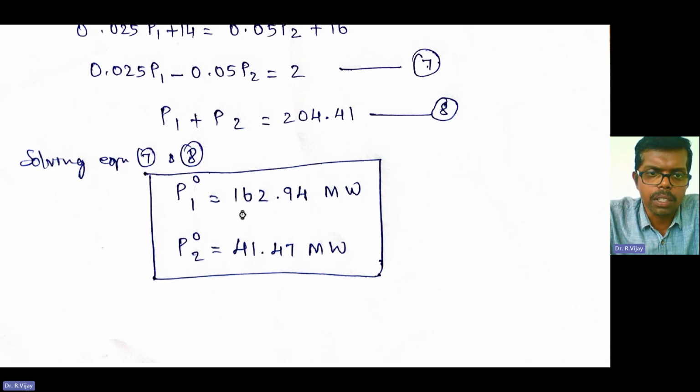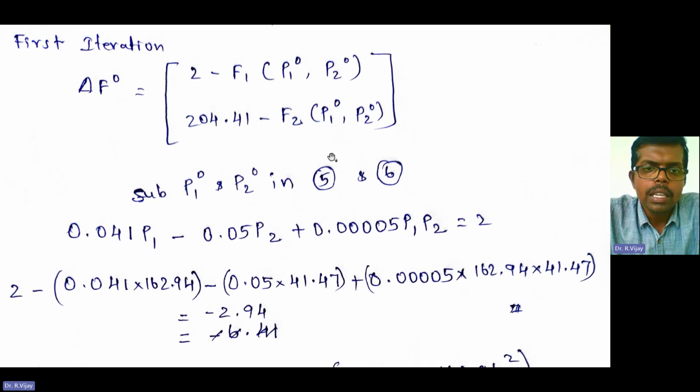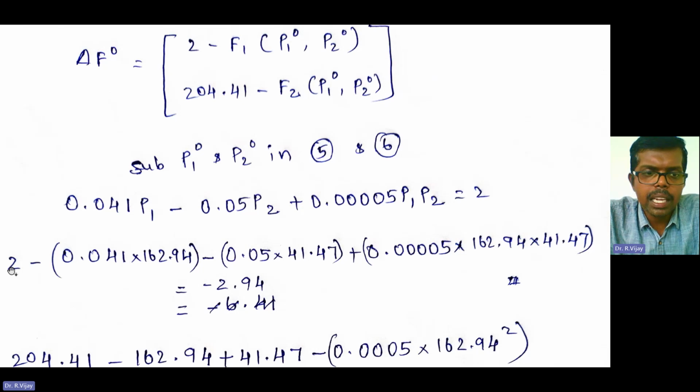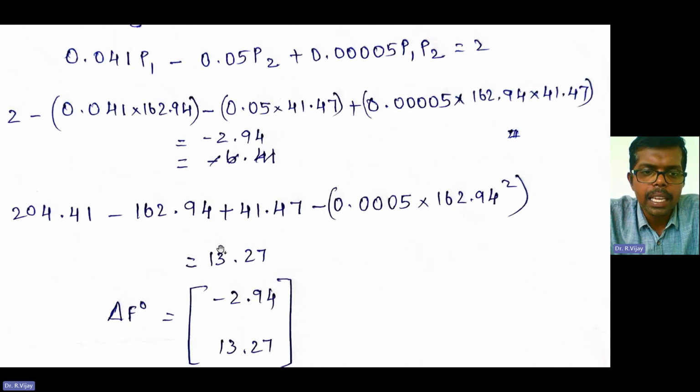Now we are going for the first iteration, that is, the change in the function. Del F naught is equal to 2 minus F1 of P1 naught, P2 naught; next, 204.41 minus F2 of P1 naught, P2 naught. Now substitute the P1 naught and P2 naught we calculated into equations 5 and 6. Just substitute and simplify. You'll get the first change in the function as minus 2.94, and similarly the second function as 13.27.